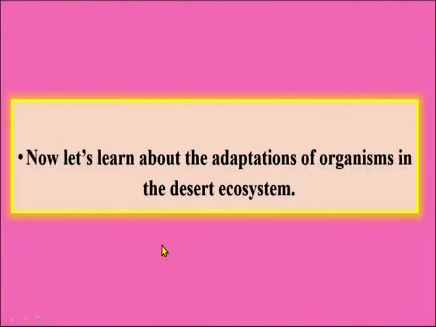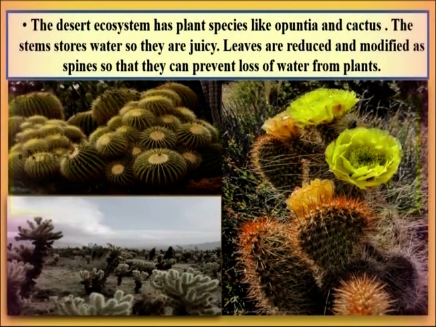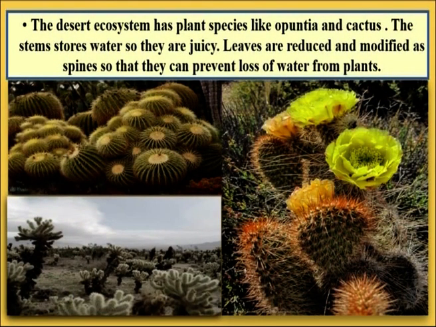Now let us learn about the adaptations of organisms in the desert ecosystem. The desert ecosystem has plant species like Opuntia and cactus. The stem stores water, so they are juicy. Leaves are modified as spines and these leaves are reduced so that they can prevent loss of water from plants.